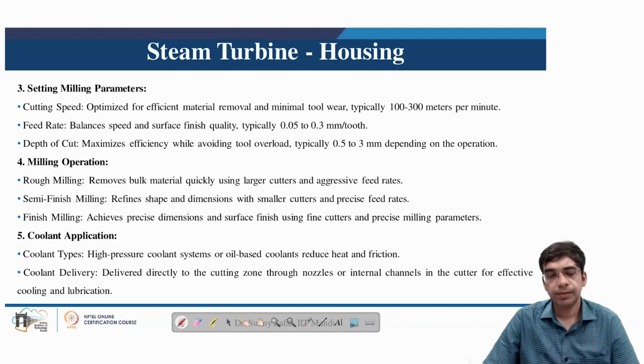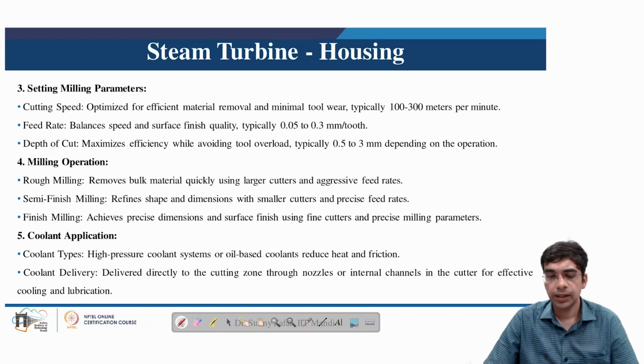So the third important step is to set the milling parameters. Milling, as we know, is a conventional machining operation where a multi-point cutting tool interacts with the surface of the workpiece to remove material in the form of chips. Cutting speed is the first important milling parameter, which is optimized for efficient material removal with minimal tool wear, because some amount of material is also removed from the tool, which is known as tool wear.